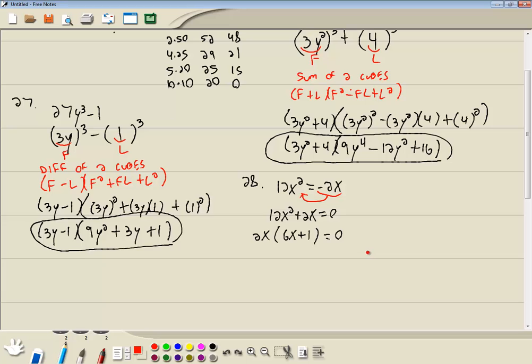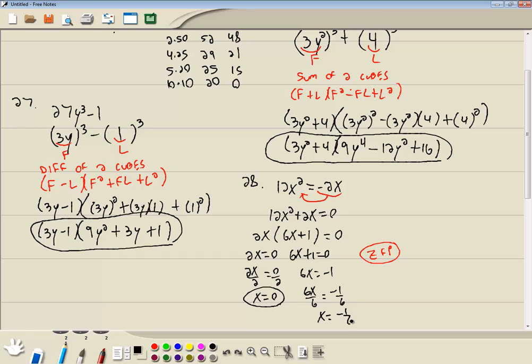Okay, now zero factor property says you get 0 on one side, you factor the other side, you set each factor equal to 0. So I set 2x equal to 0, and I'll set 6x plus 1 equal to 0. Now 2x equal to 0, divide both sides by 2, and we get x is equal to 0. On this one, we take the 1 to the right side, becomes a negative 1. Divide both sides by 6, and we got x is equal to negative 1/6.